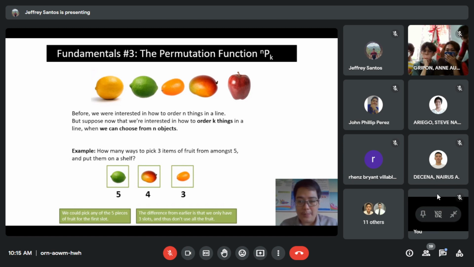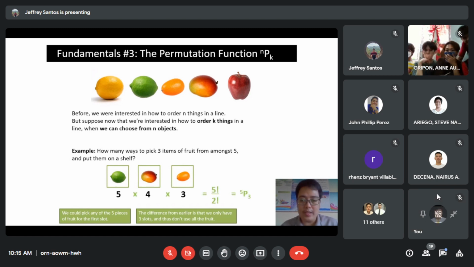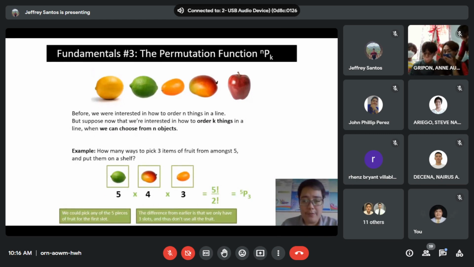So, ngayon, paano kaya ito isa-solve? So, we'll be using this formula. So by the way, this is the formula for permutation, di ba? This is given by 5 factorial divided by 2 factorial. So saan nanggaling 5 factorial?